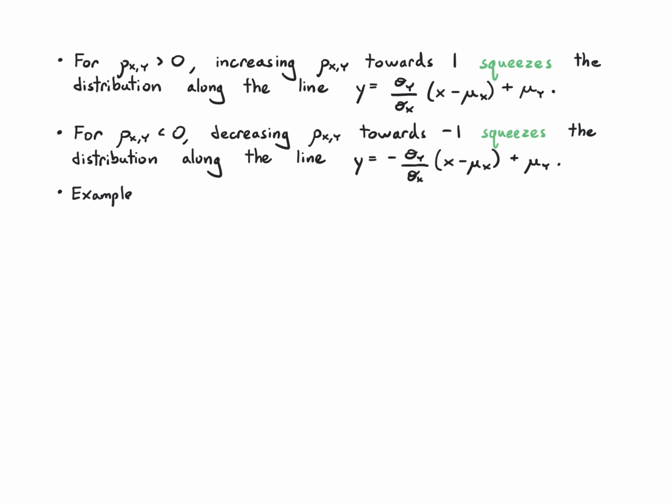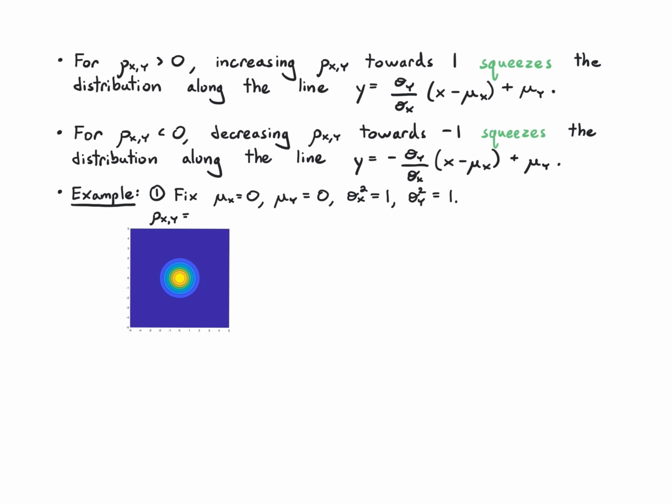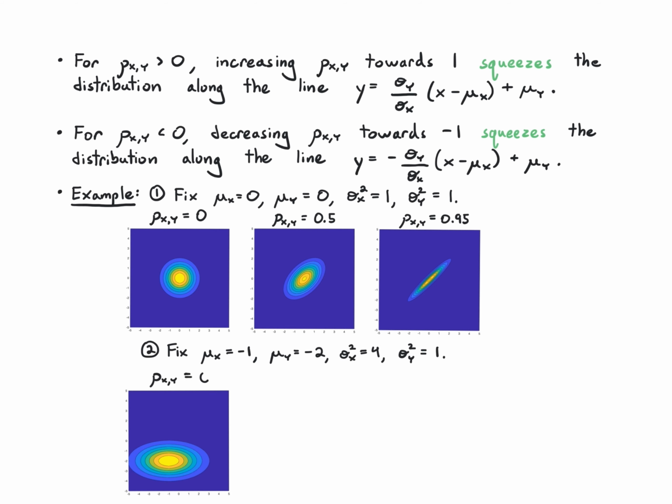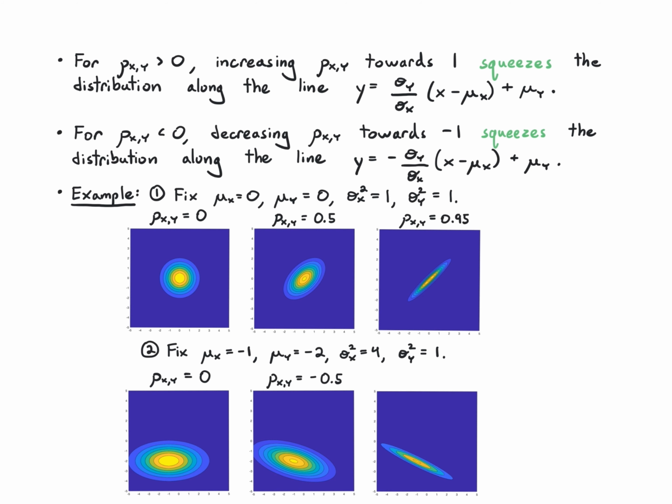So as an example, let's first fix the means to 0, the variances to 1, and we're going to start changing the correlation coefficient. So starting at 0, then 0.5, and then 0.95. And you can see it is getting squeezed along a particular line. So it's continually getting squeezed. Let's look at now if the means are different and the variances are different. So now x has variance 4, and I look at 0, minus 0.5, and minus 0.95. So I see that it got squeezed again along this line of negative slope.